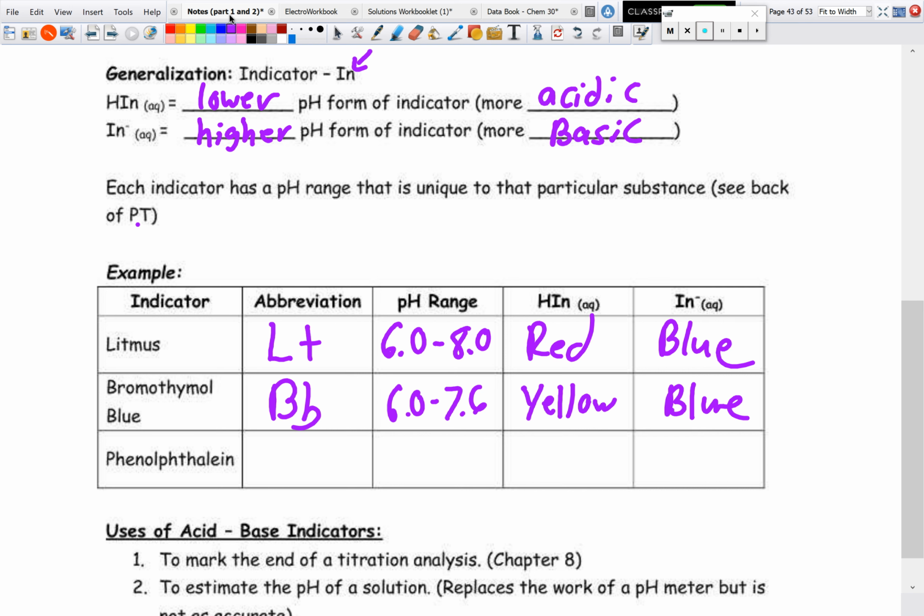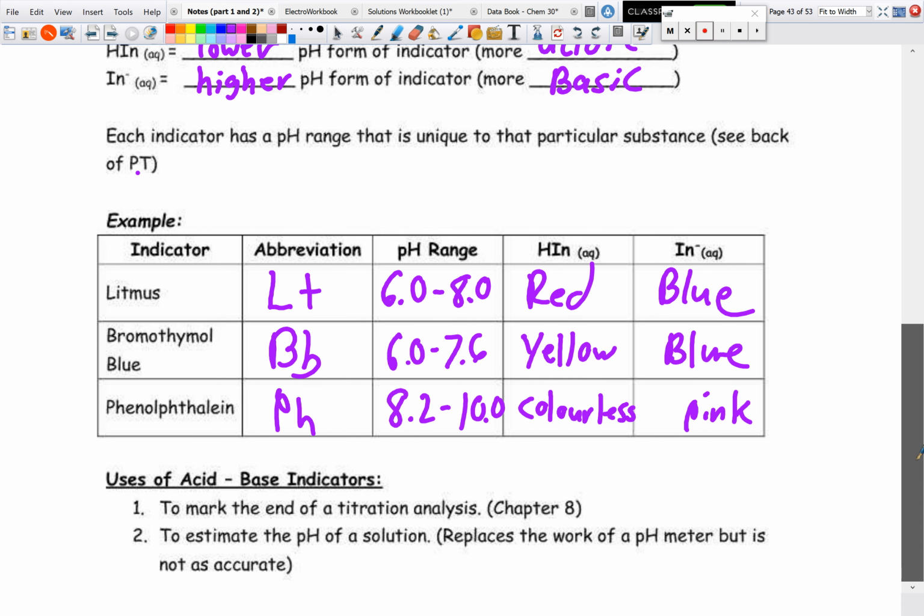So we can fill that in. We got pH, and the range is 8.2 to 10.0, colorless to pink. So you'll notice a lot of the things there, they do range from extremely acidic to basic, and this is why we have different indicators. So we're going to change at different colors. So if we use a bunch of them, we can kind of narrow down the pH range of certain solutions.